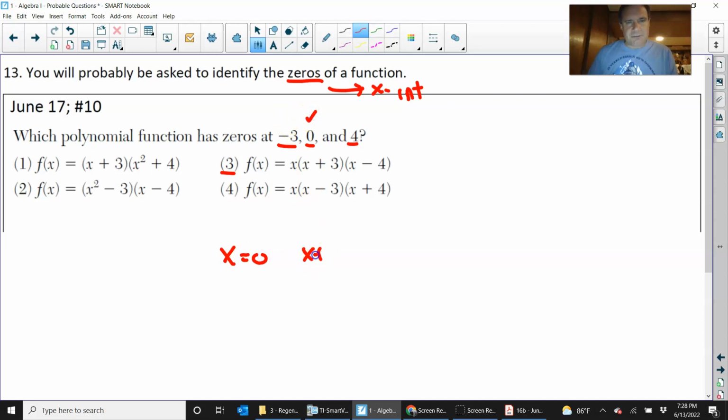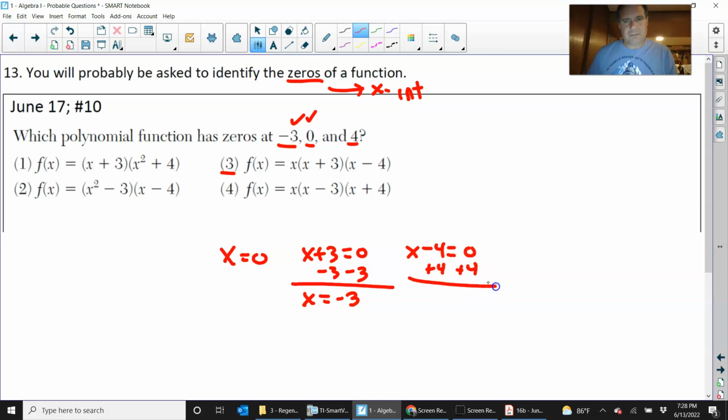Then x plus 3 equals 0. Minus 3, minus 3. x equals negative 3. Do we have that? Yes, we do. Then x minus 4 equals 0. Plus 4, plus 4. x equals 4. Do we have that? Yes, we do. This is the answer. And that's all you have to do.